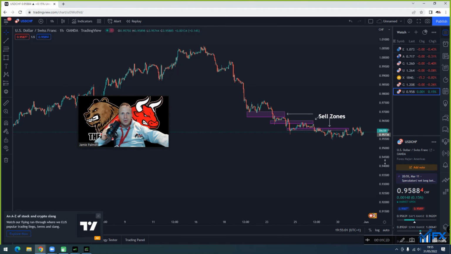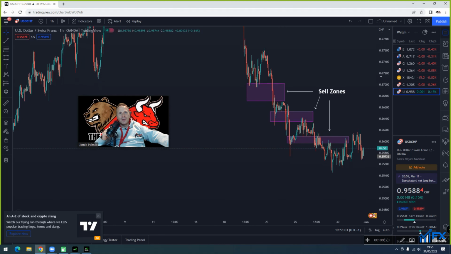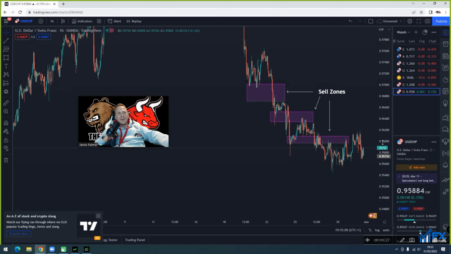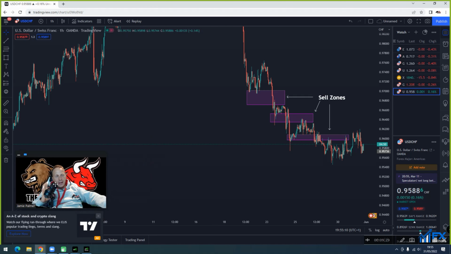Hold on, I can zoom in, can I? Oh, yeah, here we go. There we go, that's better, isn't it? Getting used to TradingView. So I actually marked this area up yesterday with the BD members.